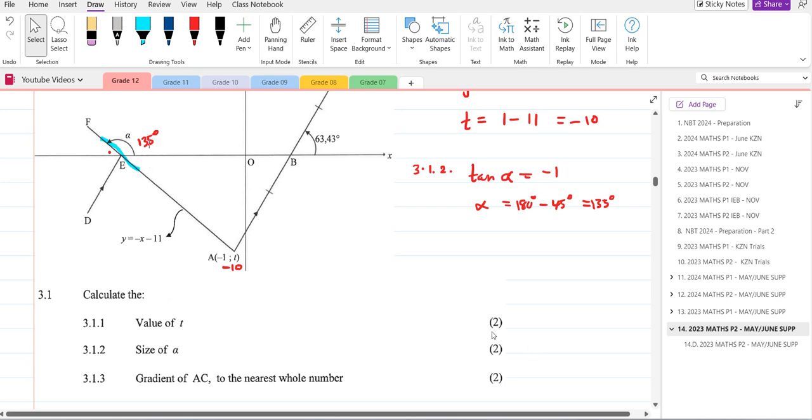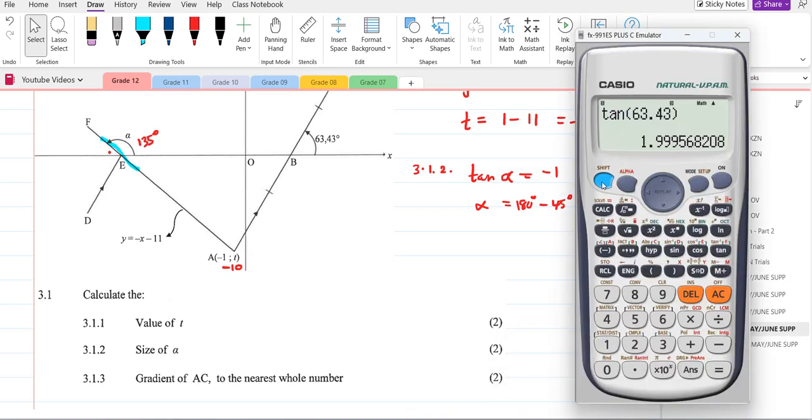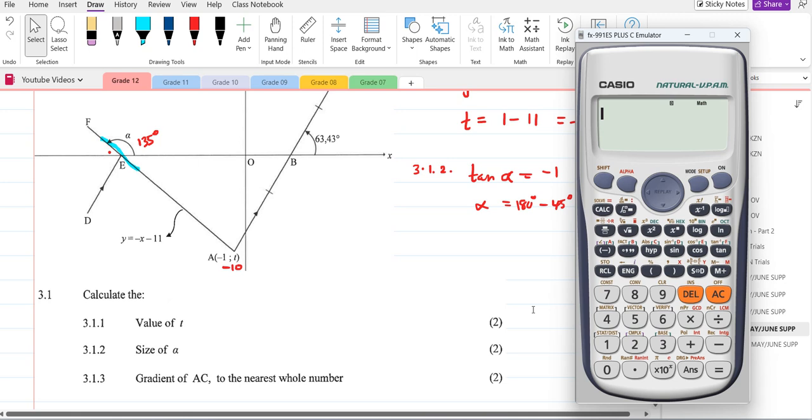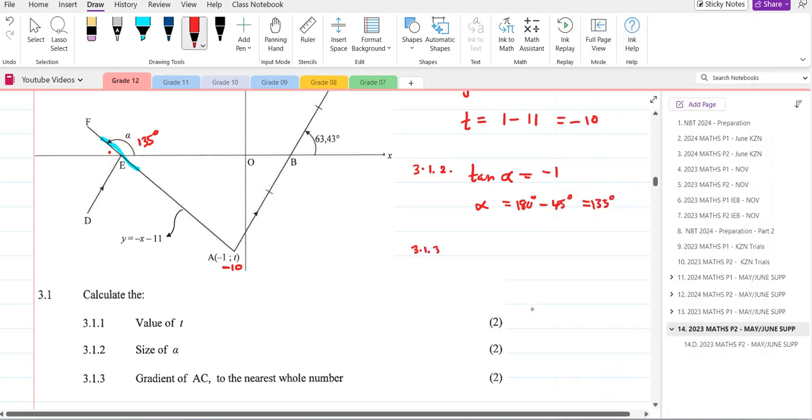Okay, since I have an angle of inclination, let's work it out. Shift tan 1. So I'm getting 45, and tan is negative in the second quadrant, so 180 minus 45. So I've got 135. I hope you guys understood that. The gradient of AC. To find the gradient of AC, that's simple, right? I started off with that. The gradient of AC is tan 63,43 degrees, and remember we had the answer of 1,999, so the gradient is just 2. So the gradient of AC is equal to 2.